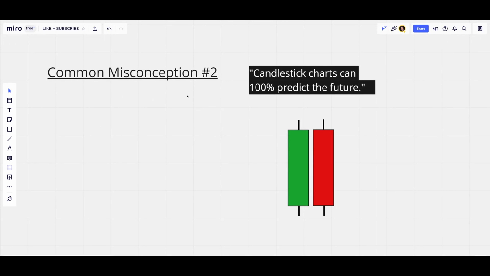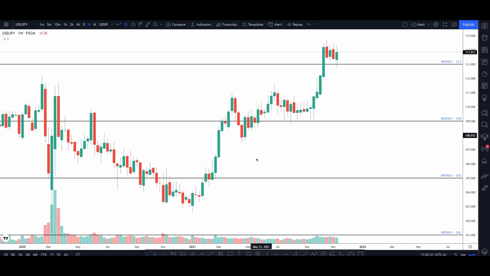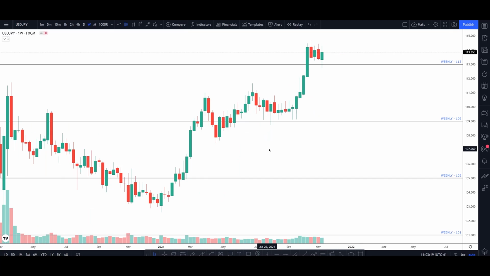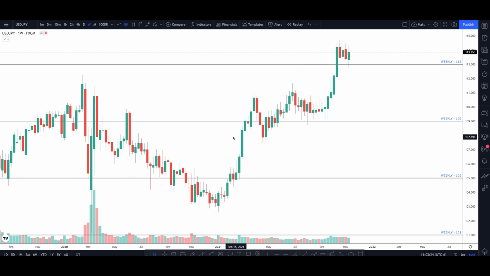Now, the second misconception that's pretty common is that candlestick charts can 100% predict the future. So as long as you understand them, you know exactly what's going to happen next. So this is where I simply wanted to remind you guys that nothing in the markets, unless you're maybe an insider trader that works for the government, there's nothing in the market that will 100% guarantee that you can look into the future. All that we can truly do as technical traders is look back and utilize the past market data that has been provided to us.